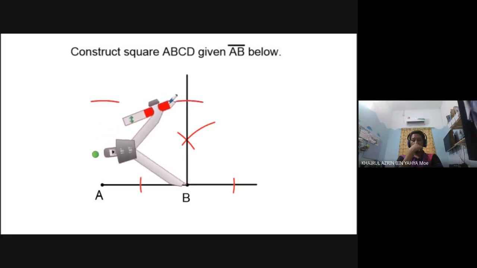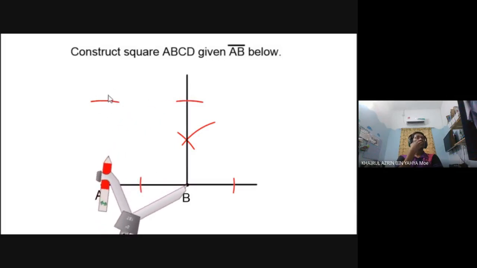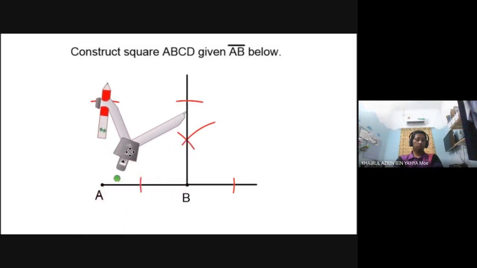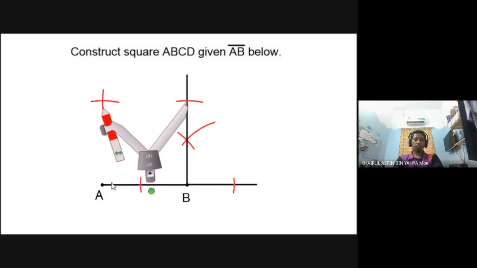And now when we do this, this is telling us the location of the other 2 points, but to get an exact location for this point, we're going to move the compass to this intersection point over here, and we're going to swing an arc in such a way that it crosses this one we made from point A.